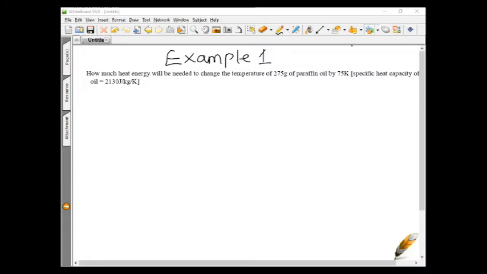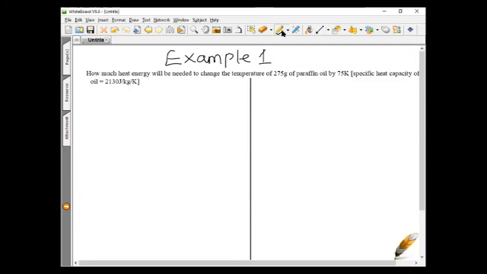Now we're back. So how much heat energy will be needed to change the temperature of 275 gram of paraffin oil by 75 Kelvin? And you'll be given the specific heat capacity for paraffin to be 2130 joule per kilogram per Kelvin. You'll be given this as kilogram, while you'll be given this as gram. And you know that one thing we do in physics is we have to work with our units.